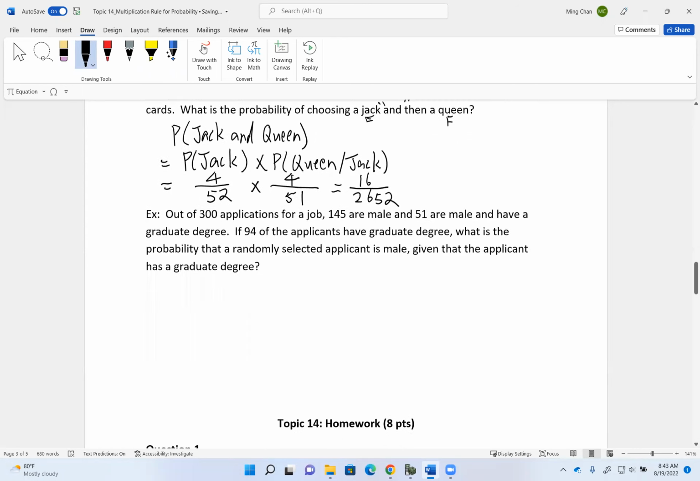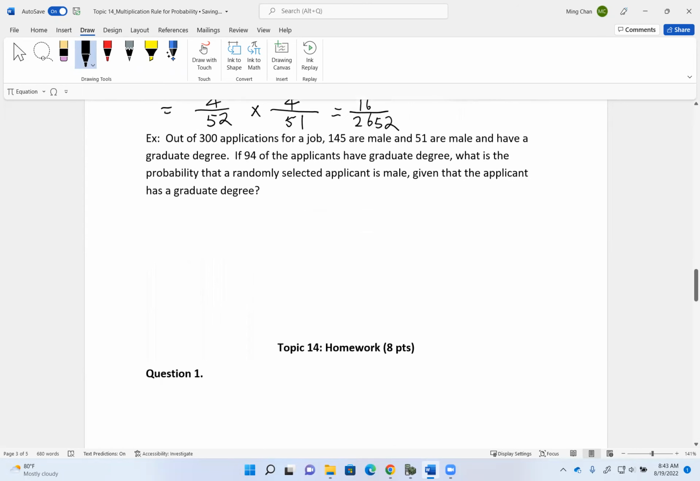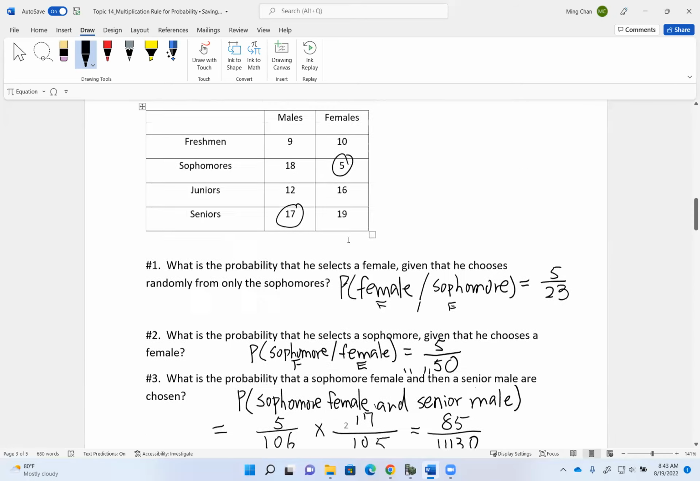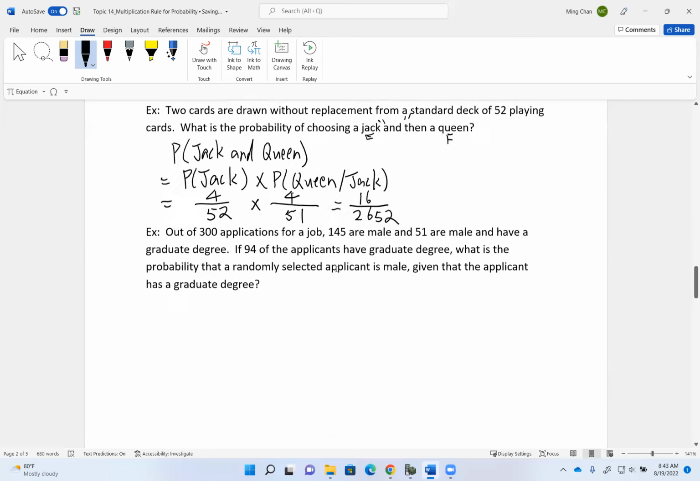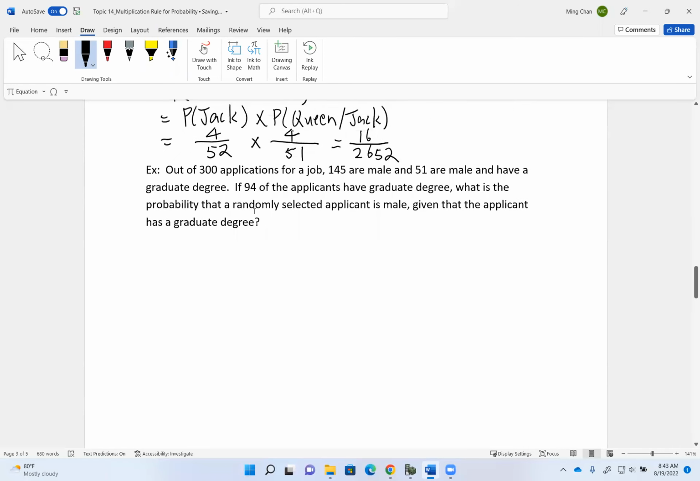All right, let's try another one. So this one here is very interesting. I'm gonna draw a table for you. In other examples I did, the tables were already given, but this one I'm gonna draw a table for you. Out of 300 applications for a job, okay, so total people is 300.